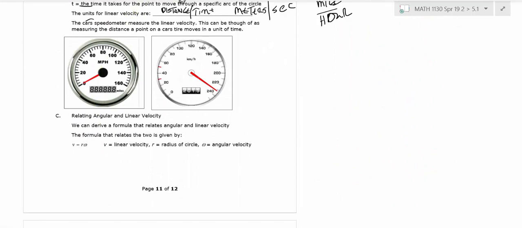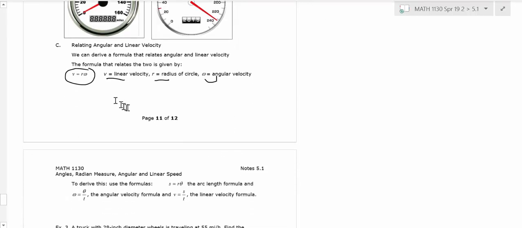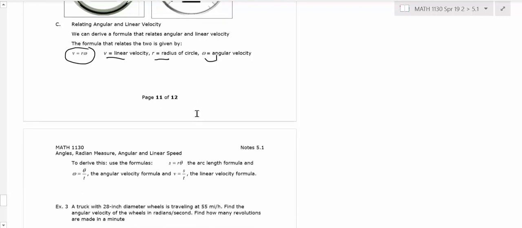Okay, so let me go through this. We're going to look at relating angular and linear velocity together here and just kind of wrap this up now. So we have a formula, v equals r omega. v is the linear velocity, r is the radius, and omega is the angular velocity. The formula you're going to use most of the time is looking at the relationship between these two things. So v equals radius times omega. That's how they connect.